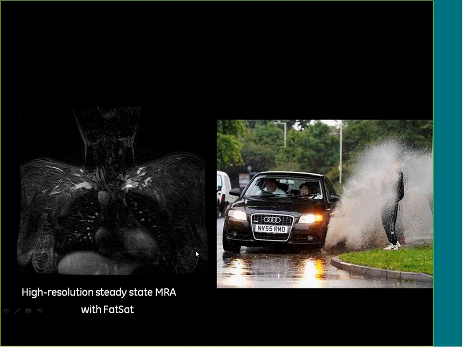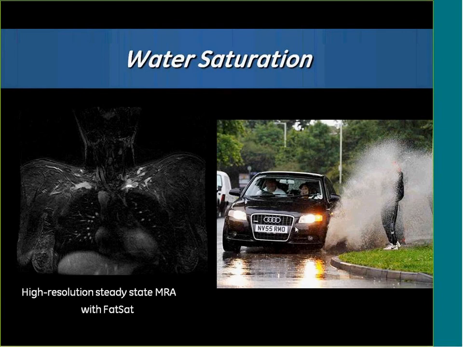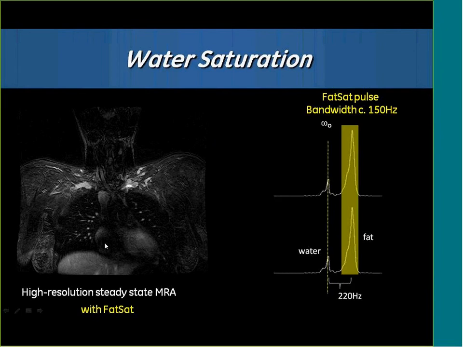So here we've actually got an example of water saturation. This is because we've now got a very similar process to what happened in the previous slide. But now, because of the lungs in the chest cavity, it's shifted the magnetic field uniformity such that the water peak has now shifted in the opposite direction and is now within the fat suppression pulse bandwidth. So what we have now is that the water signal is actually getting suppressed. So that's why we've got this central region of signal loss here.